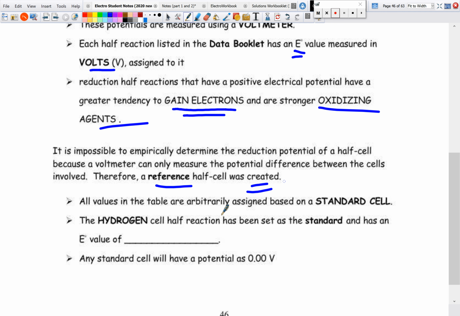All the values are arbitrarily assigned relative to a standard cell. So the hydrogen half cell was designated as the standard for our data booklets, and that is why it has 0.00 volts. Whatever your standard cell is, it is always going to have 0.00 volts. For our data booklet, we have hydrogen. If it's another set of values with another half cell, then they're going to have completely different values. But as we said back in our last lesson, the voltage a battery is going to put out is dependent on the identity of the substances used.